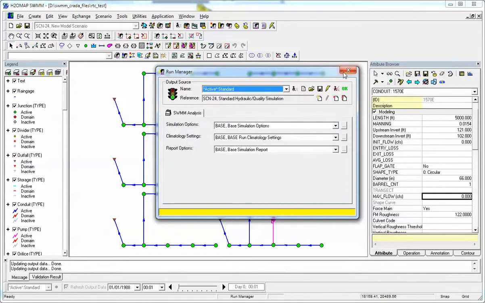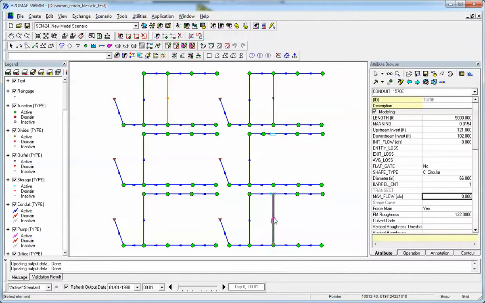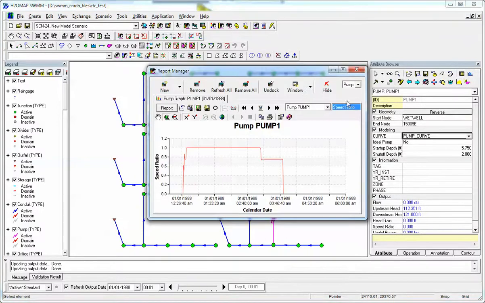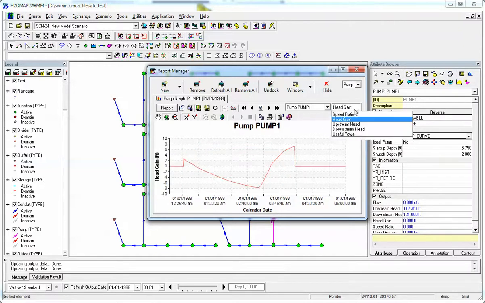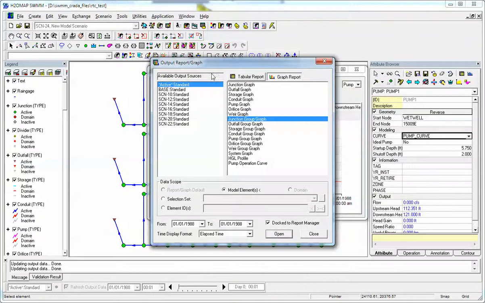So we run, and now we can graph the pump, and we see the speed ratio is the setting. We also can look at the flow. We can look at the head gain, we can look at the upstream head and the power of the pump.